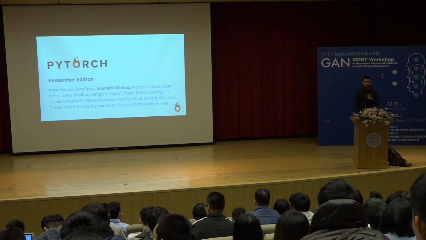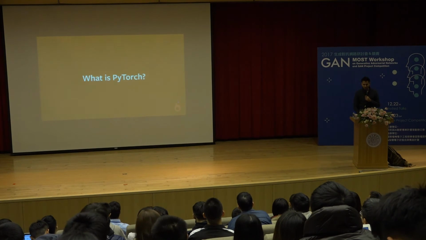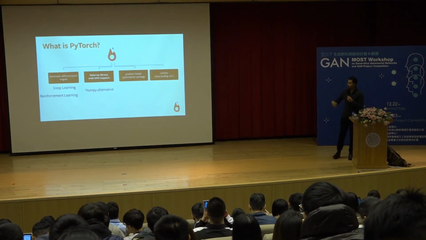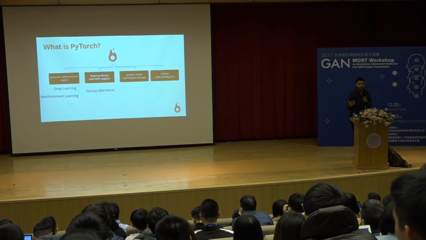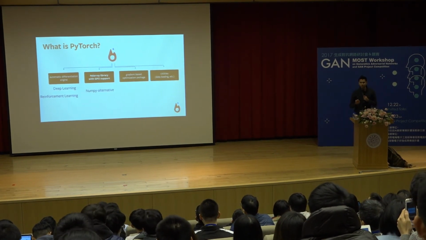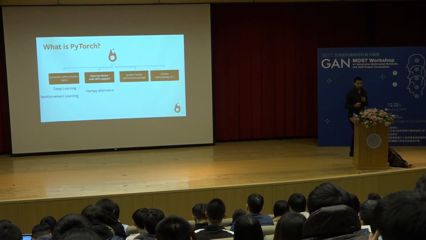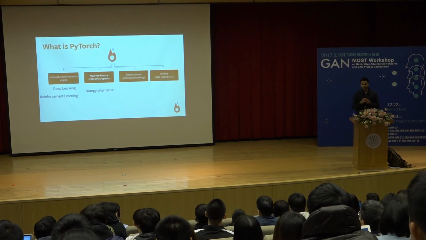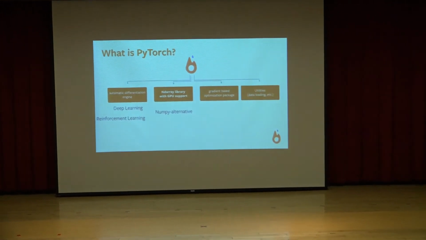So PyTorch, for those of you who don't know, it's a deep learning framework. This is kind of the overview. It's an alternative to NumPy, for example, with GPU support, and it also has an automatic differentiation engine. It has a gradient-based optimization package, where you have several methods like SGD, RMSprop, Adam, and so on. And there's some utilities as well.